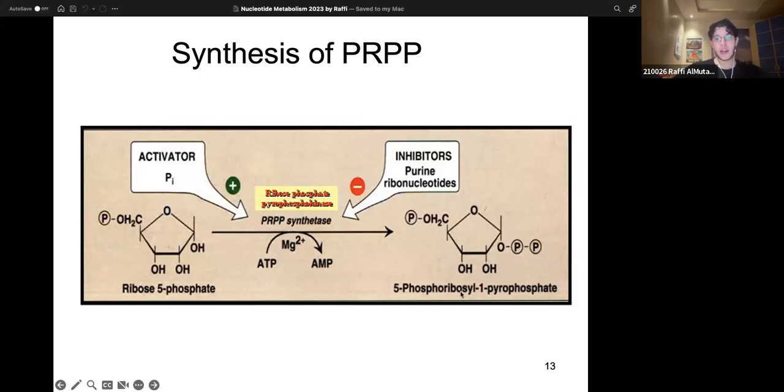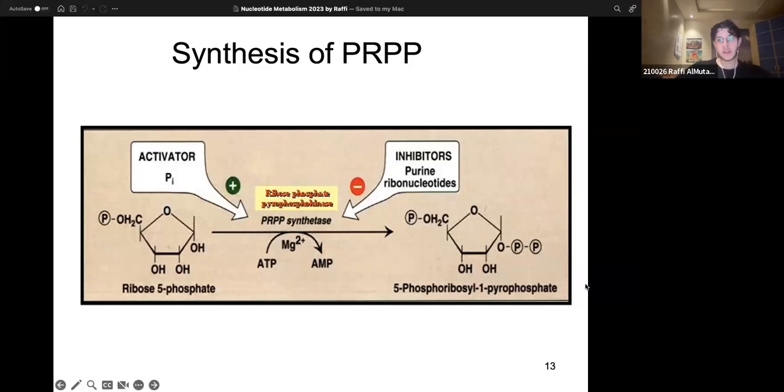How do we make PRPP? What enzyme do we use? We use an enzyme called PRPP synthetase. And this process requires energy in the form of ATP. Now, we can stimulate this reaction through phosphates, and we could inhibit this reaction through purine nucleotides. Now, because we're going to inhibit this through purine nucleotides, this is what we call end product inhibition. This is a form of feedback inhibition where the thing inhibiting this reaction would be the end product themselves. And the end product in this case would be AMP or GMP. And we'll get into that, inshallah.